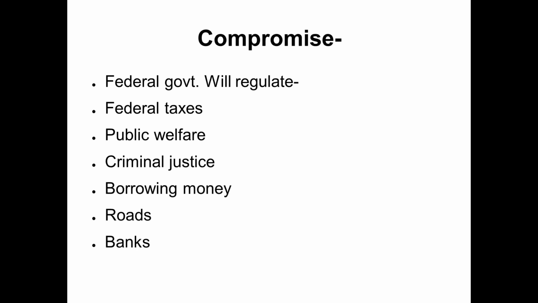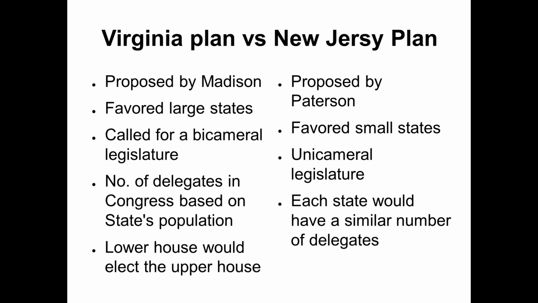Again, there was a debate: the Virginia versus New Jersey Plan, as it is called. The Virginia Plan was proposed by Madison. It favored large states and it called for a bicameral legislature. The number of delegates in Congress was based on states' population. Congress here refers to the American Parliament. The lower house would elect the upper house.